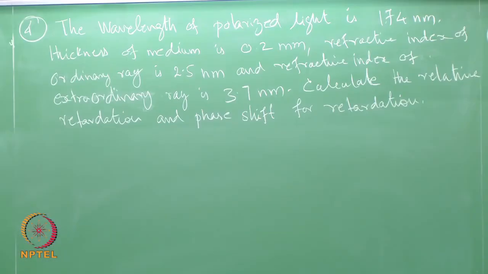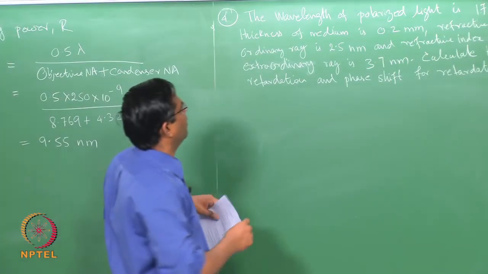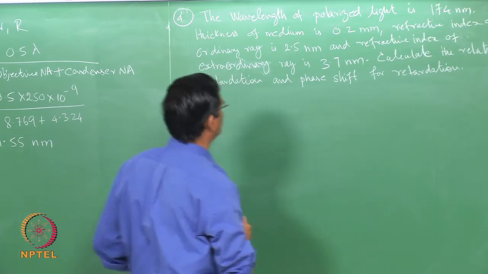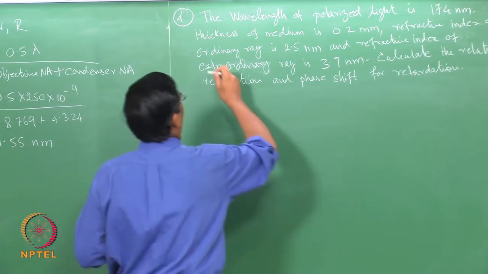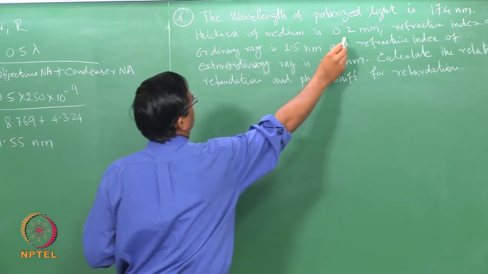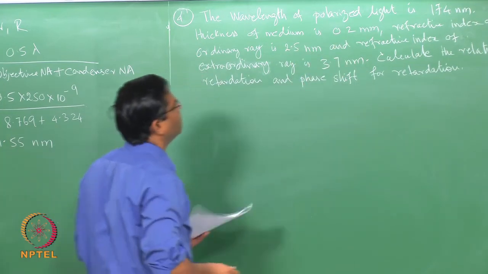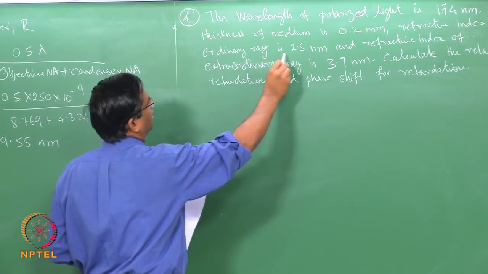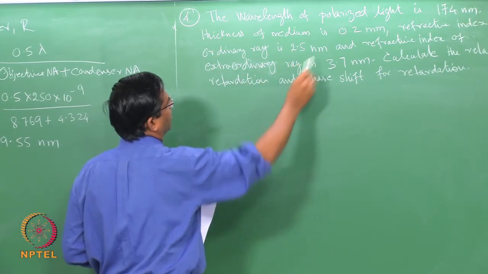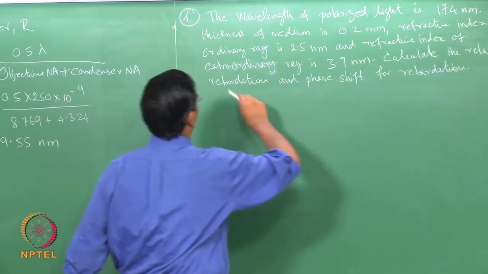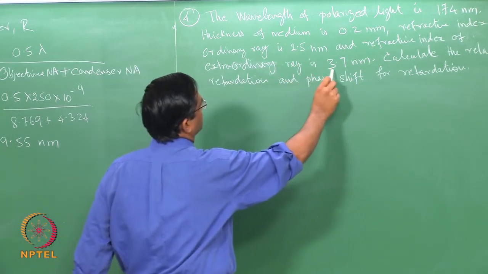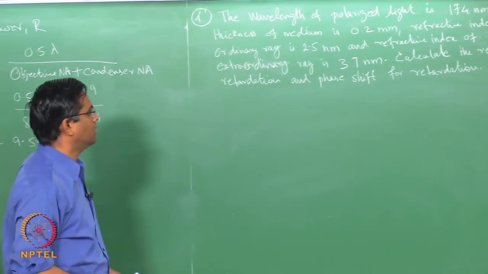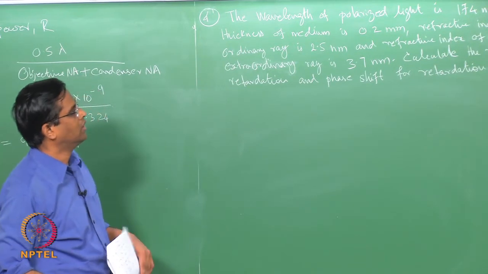So the problem here is the wavelength of polarized light is about 174 nanometers. Thickness of the medium is 0.2 mm. Refractive index of ordinary ray is 2.5, and refractive index of extraordinary ray is 3.7. Calculate the relative retardation and phase shift for retardation.